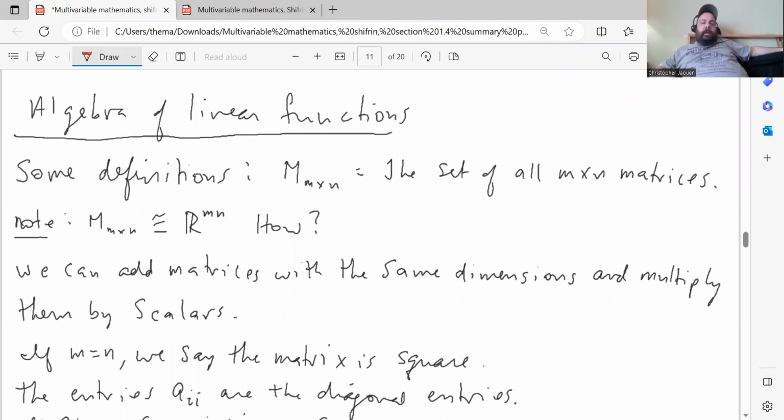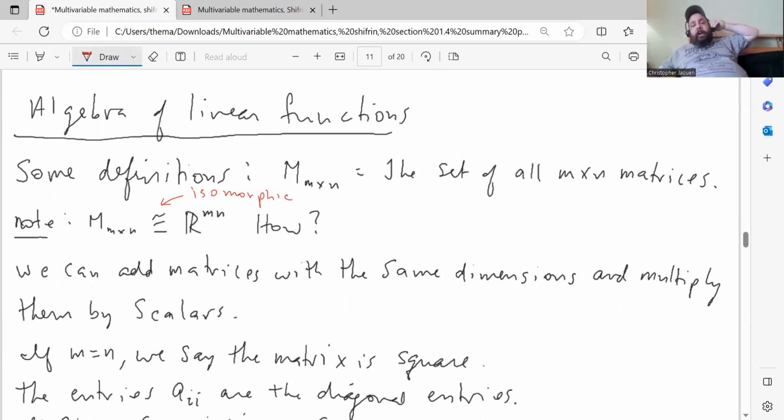So note that this set M_{m by n} is isomorphic to Rmn. We haven't talked about isomorphisms yet, but right now you can think of two sets being isomorphic. All that means is that there's a bijective function between the two that preserves the linear structure. So their linear structure is sort of equal in some way. Isomorphic.